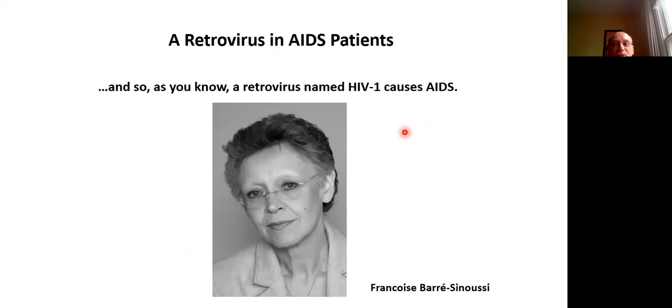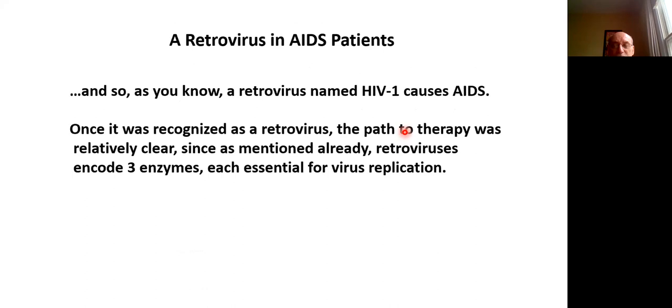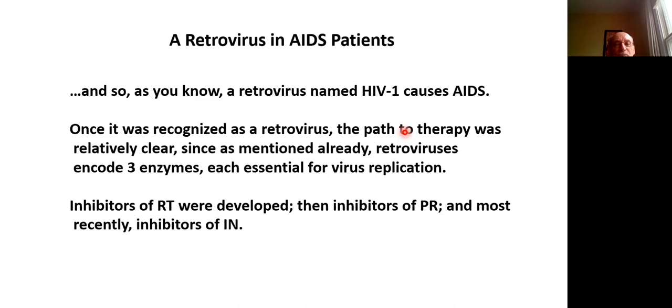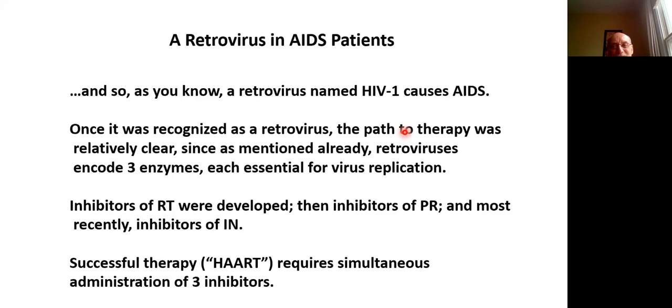Once it was recognized as a retrovirus, the path to therapy was relatively clear. As I already told you, retroviruses were known to contain three enzymes, each essential for retrovirus replication. And so academia and big pharma went to work and developed inhibitors, first of reverse transcriptase, then also inhibitors of protease, and finally, quite a bit more recently, inhibitors of integrase. To successfully treat the disease requires simultaneous administration of three inhibitors. I'll discuss that in a minute.